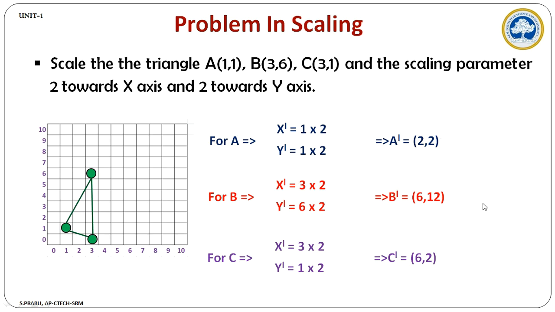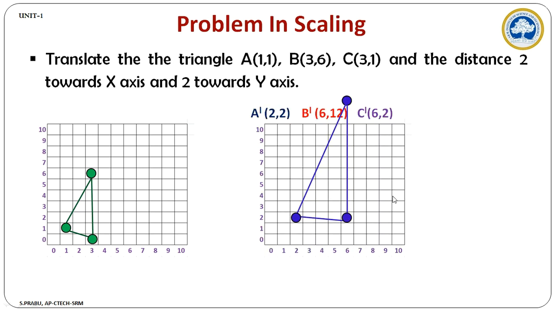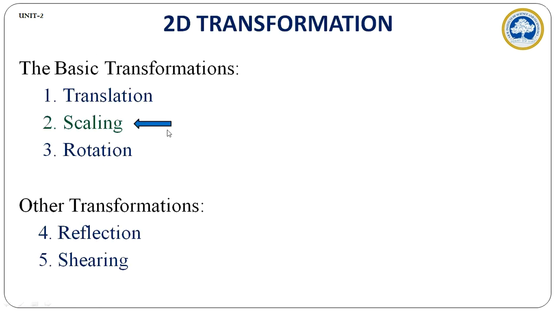So I find the new coordinate values and redraw the triangle. Now I get the scaled version, that is a 2 times greater version of the triangle. Here the scaling factors are greater than 1, so we get a bigger image than the original image. Suppose the scaling factors are less than 1, we get a smaller image. Here the scaling factors are the same, 2 and 2, so we get uniform scaling. If the scaling factors are different, you get differential scaling or non-uniform scaling. So using this method, you can scale any object in 2D transformation.